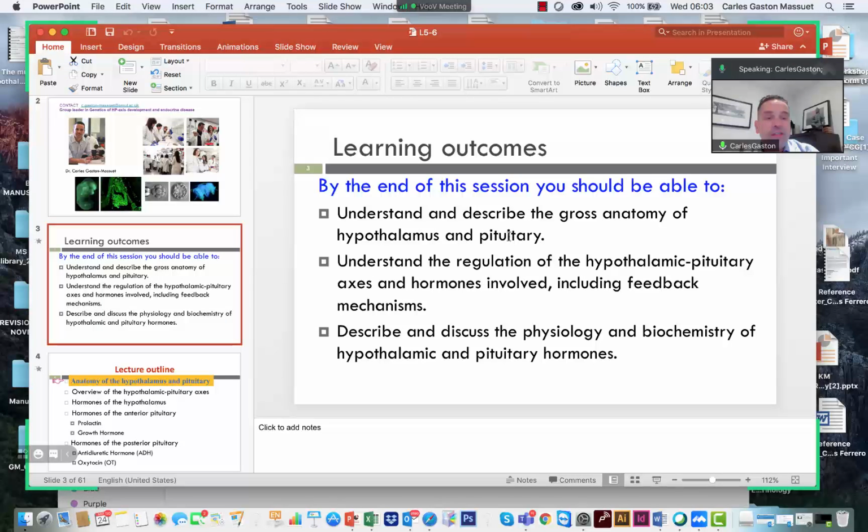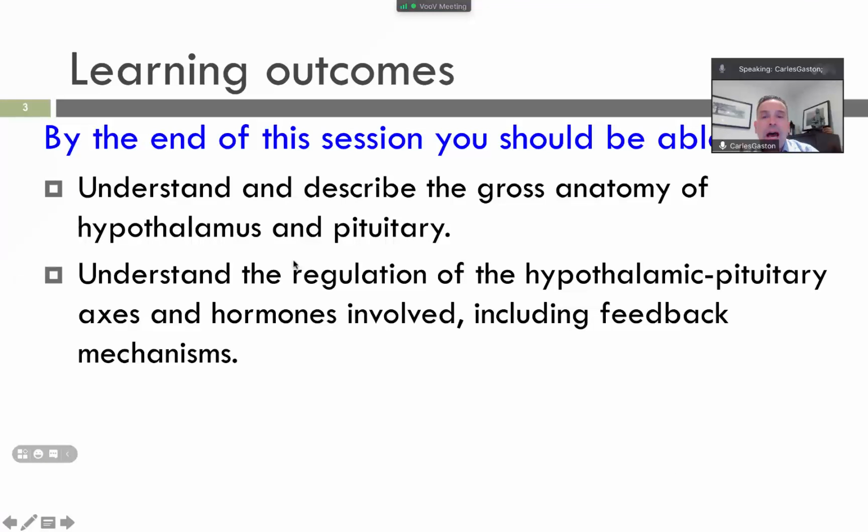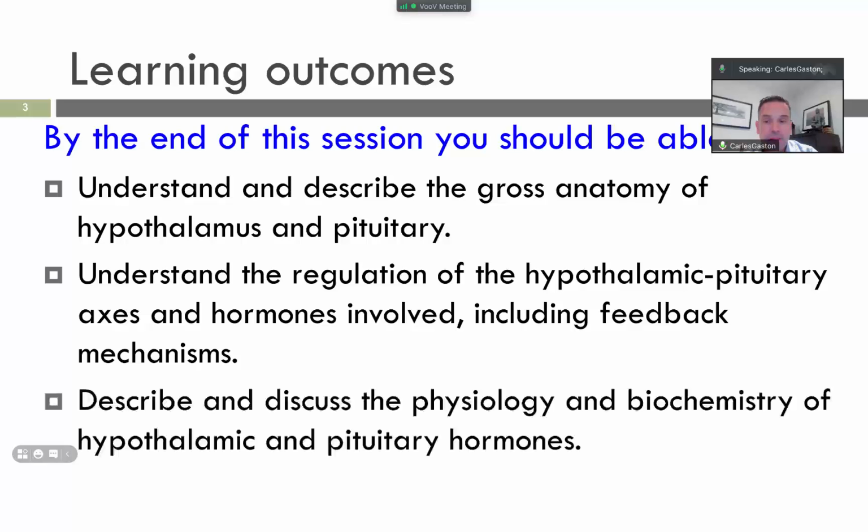So understand and describe the gross anatomy of the hypothalamus and pituitary gland. Understand the regulation of the hypothalamic pituitary axis and the main hormones that are involved in this axis, including the feedback loop mechanisms. Describe and discuss the physiology and the biochemistry of the hypothalamic and pituitary hormones in general.